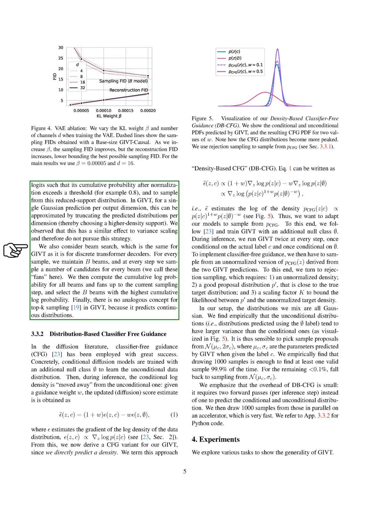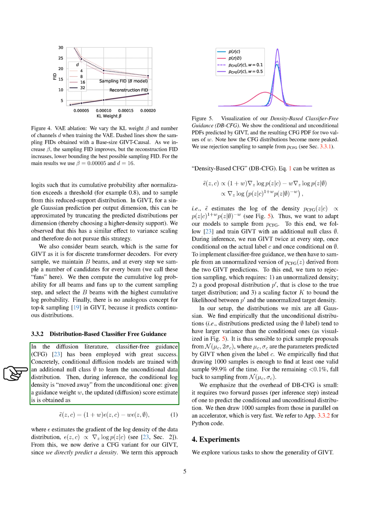In the diffusion literature, a method called classifier-free guidance, CFG, has been used successfully. This involves training conditional diffusion models with an additional null class to learn the unconditional data distribution. Then, during inference, the conditional log density is shifted away from the unconditional one. Given a guidance weight, the updated score estimate is obtained by a certain formula.